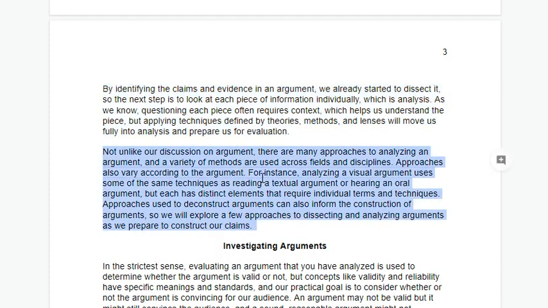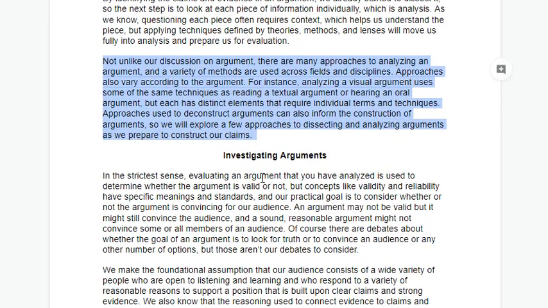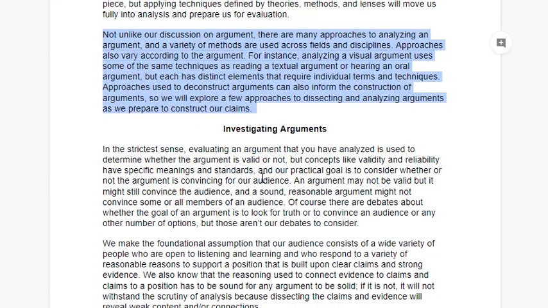Not unlike our discussion on argument, there are many approaches to analyzing an argument, and a variety of methods are used across fields and disciplines. Approaches also vary according to the argument. For instance, analyzing a visual argument uses some of the same techniques as reading a textual argument or hearing an oral argument, but each has distinct elements that require individual terms and techniques. Approaches used to deconstruct arguments can also inform the construction of arguments. So we will explore a few approaches to dissecting and analyzing arguments as we prepare to construct our claims.